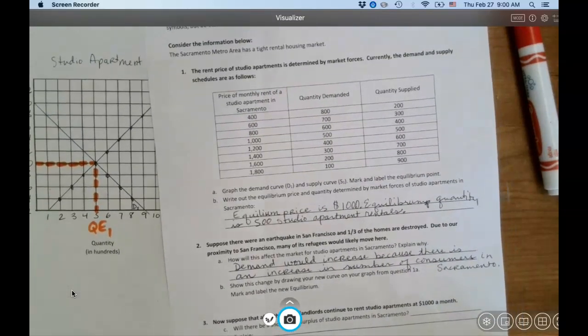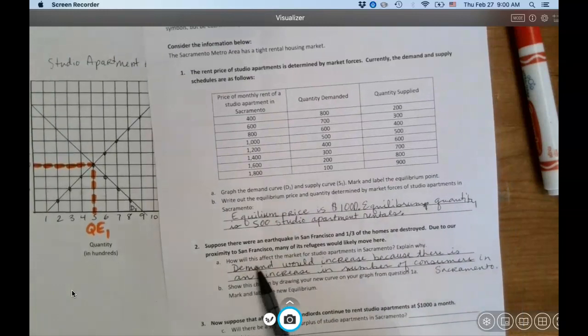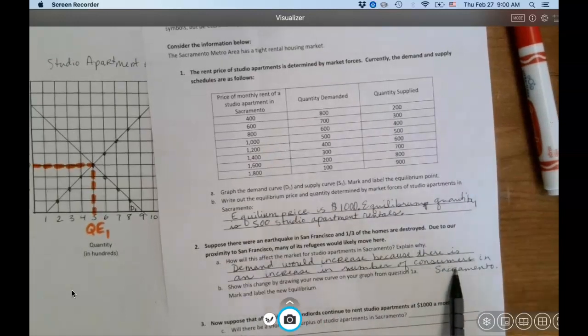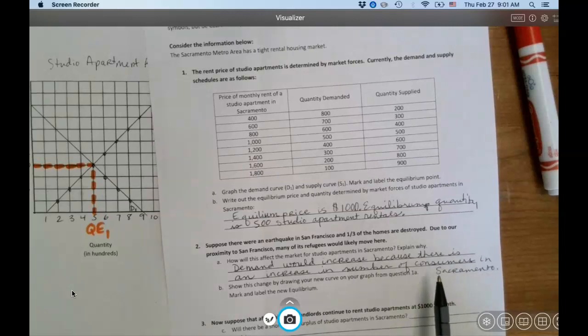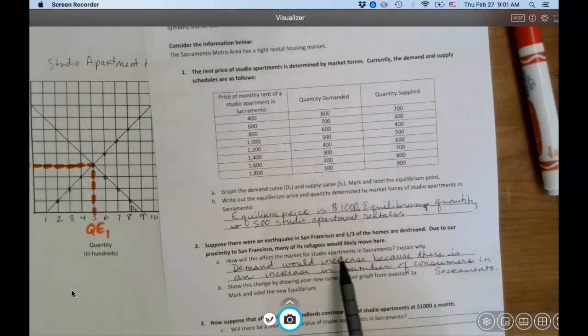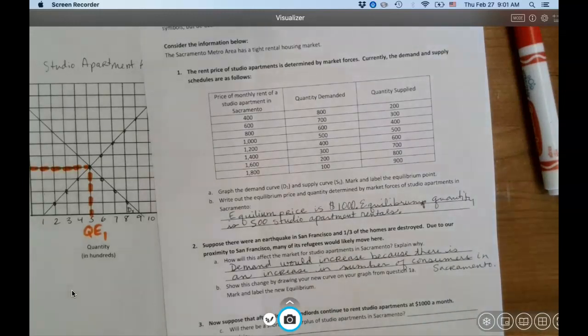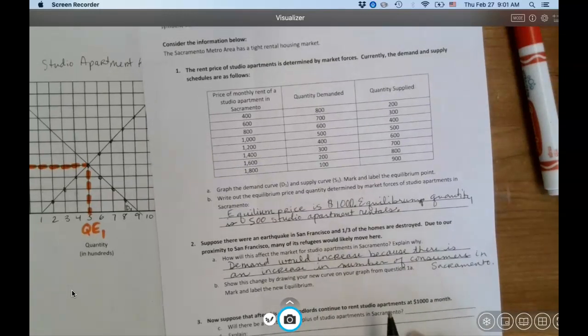Okay. So there's two different things here. What's going to happen to the market? Demand would increase. And why? Because there's an increase in number of consumers. That's your determinant of demand that applies to this scenario. Now, how do you know whether it's demand or supply? You have to memorize all those determinants and know the difference between a supply determinant and a demand determinant.